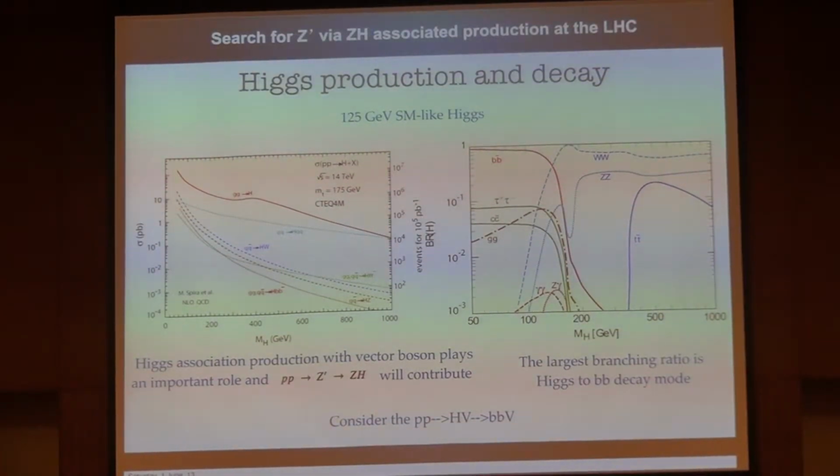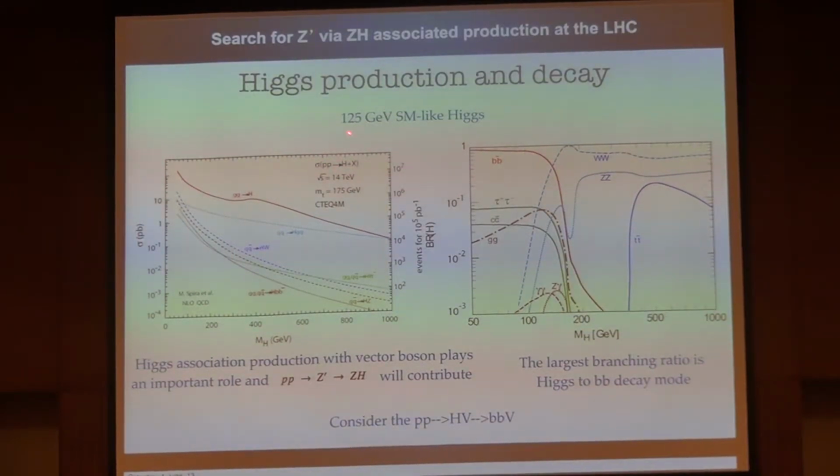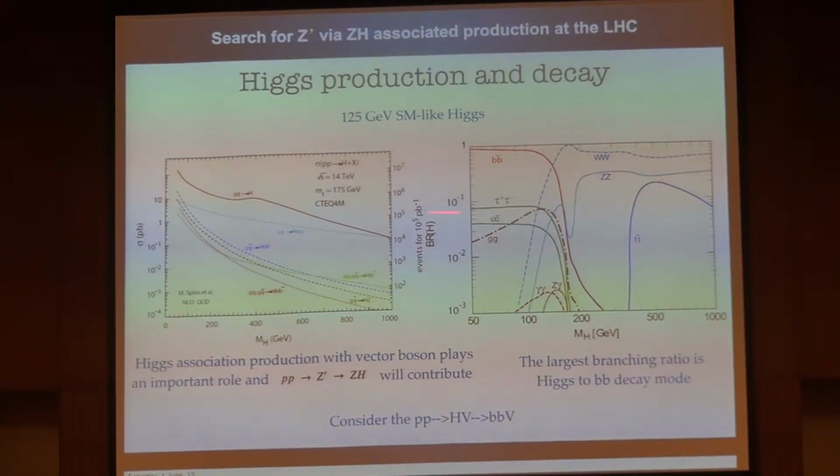So we consider the Higgs here. If we follow the 125 GeV standard model like Higgs, we can see from its production and decay modes in this figure that Higgs production in association with a vector boson, for example W and Z, still plays an important role. And if we consider the Z prime, Z prime mediated Z Higgs production will also contribute to these channels.